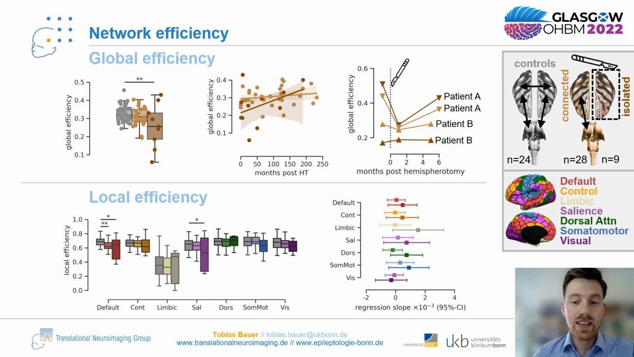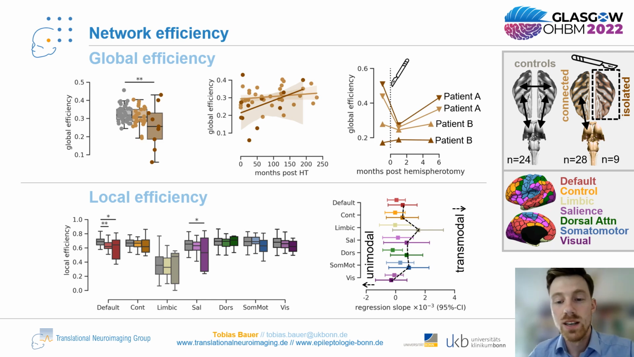If we look again at the slopes with regard to local efficiency, we see that there is a stronger increase again on the isolated hemisphere than on the connected hemisphere. And here is the same pattern as with regard to between-network connectivity. This effect is especially strong in transmodal networks, while the changes over time in unimodal networks that have very specialized tasks are not as strong as in the higher cognitive function transmodal networks.